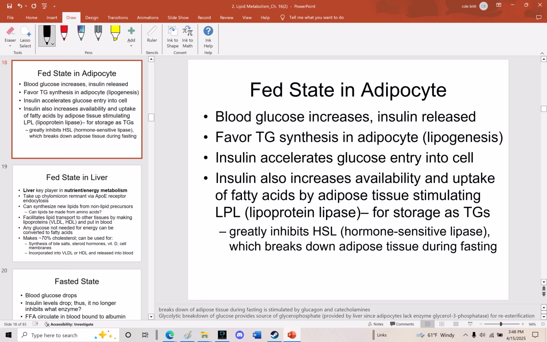Here's another lipase we're going to talk about in a little bit. It's called hormone-sensitive lipase. I'm just introducing it here. It's going to be dominant during the fasted state. So insulin activates lipoprotein lipase. In the fasted state, what do you think is going to activate hormone-sensitive lipase? Glucagon. Glucagon is going to activate hormone-sensitive lipase, but that's going to be during the fasted state, which we'll talk about a little bit later. We're going to focus now on the fed state.